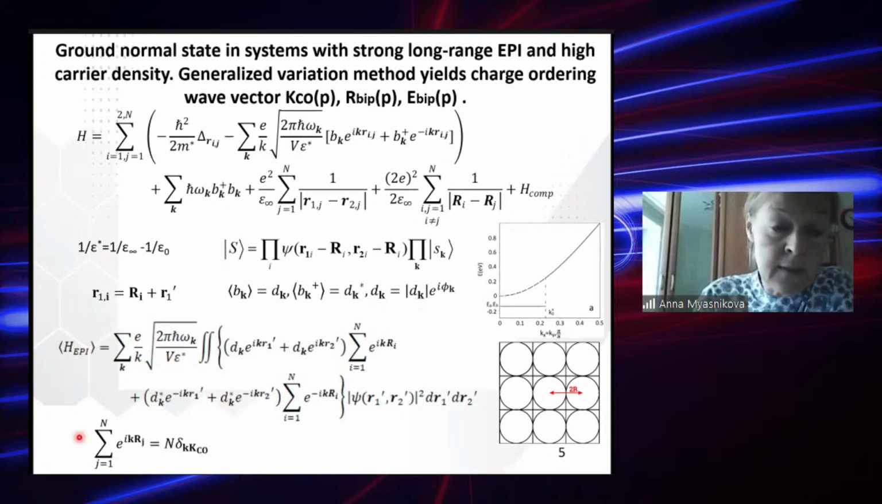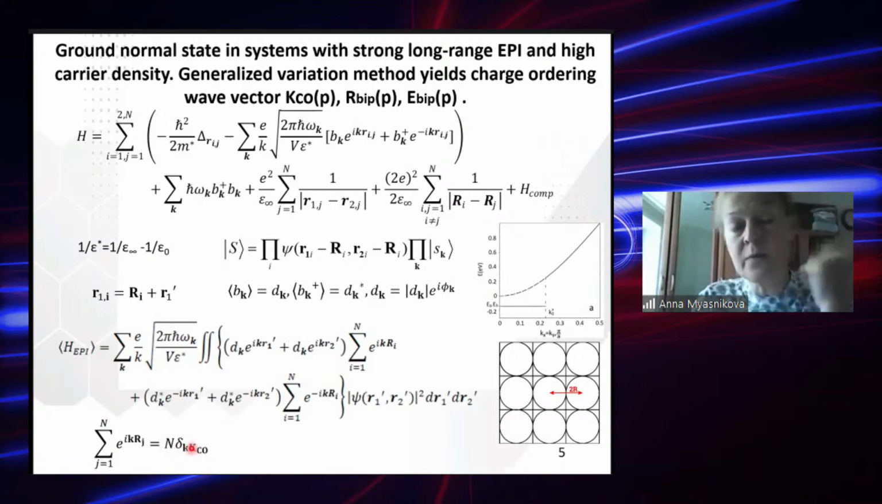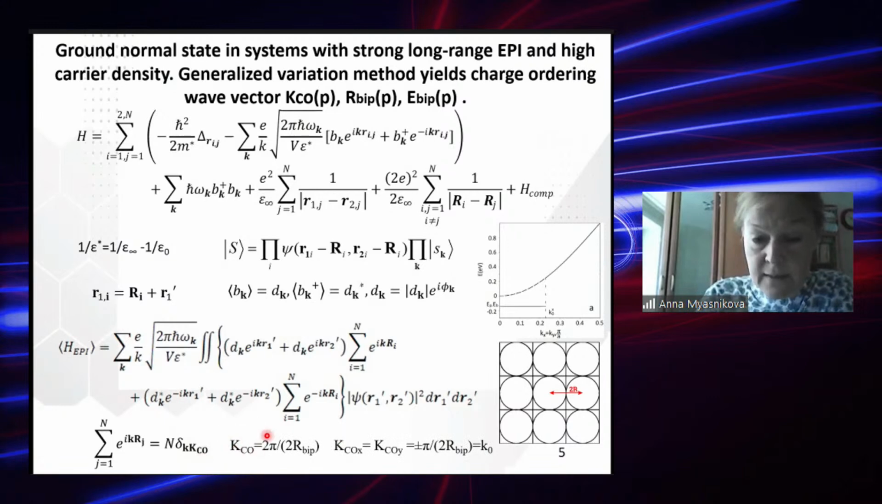These sums, in similarity with well-known textbook results in condensed matter physics, differ from zero only if the wave vector of the phonon field harmonics coincides with some specific charge ordering wave vector, which is related with the period of this structure of the bipolaron centers. And note that the expression for the charge ordering wave vector coincides with the expression for the maximum momentum of the carrier in the polaron or bipolaron.